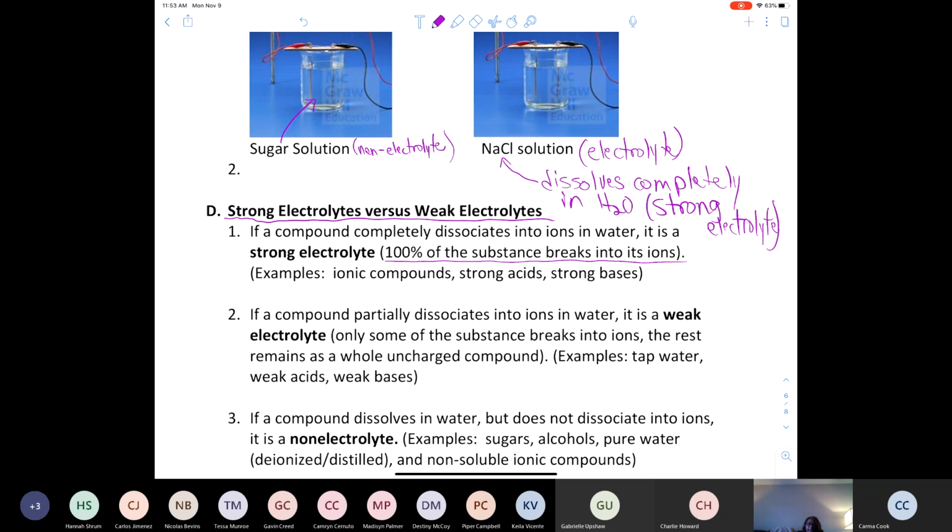So strong electrolytes are most ionic compounds. As we saw in the solubility rules table, some ionic compounds are not soluble in water. They don't dissociate completely. Also, strong acids and strong bases are also strong electrolytes. And we'll talk about strong acids and strong bases on Wednesday.